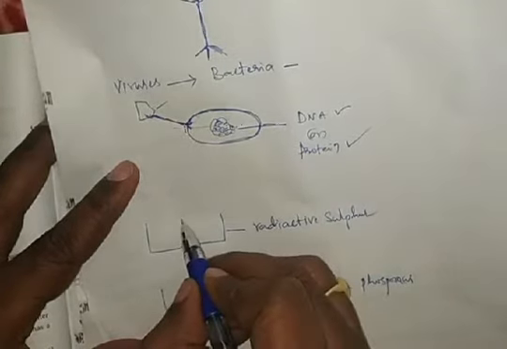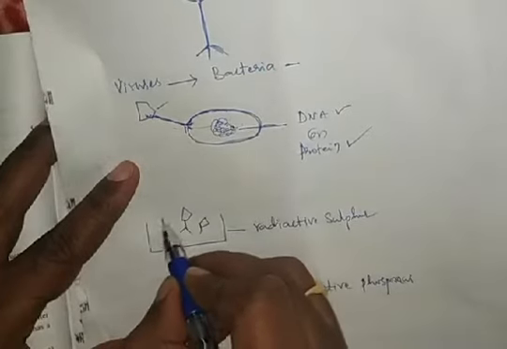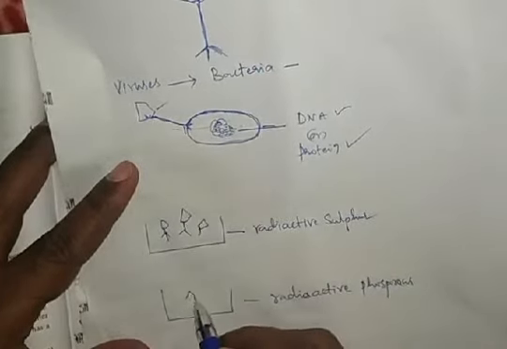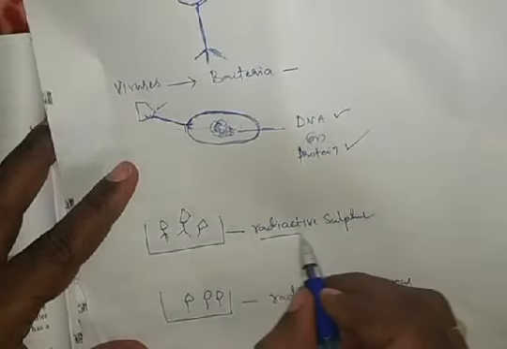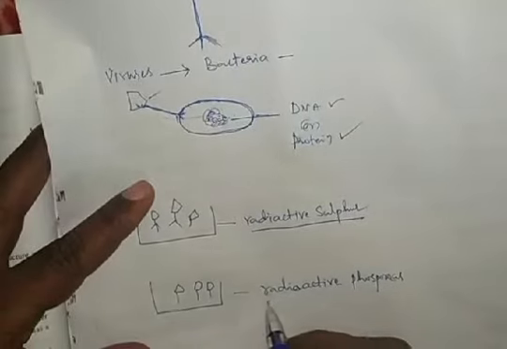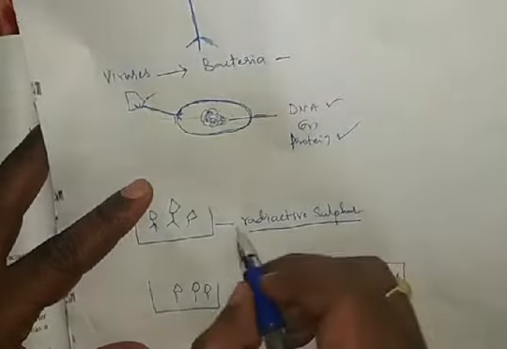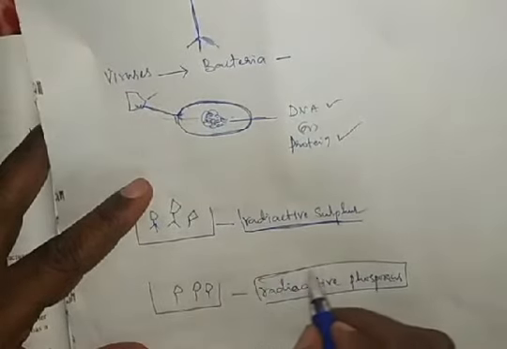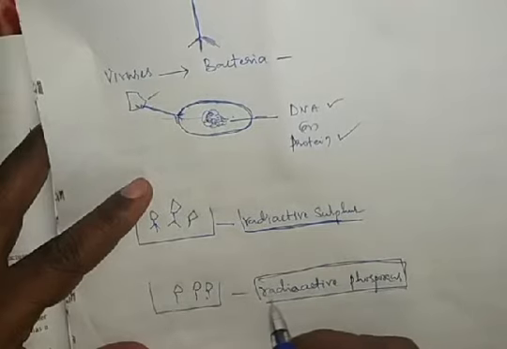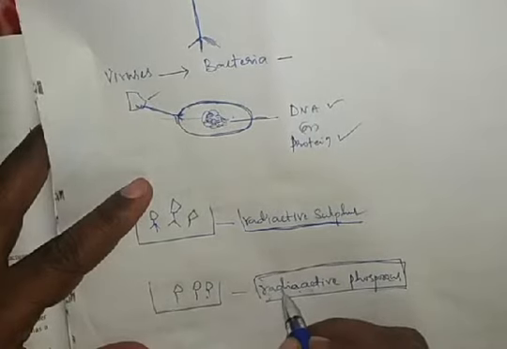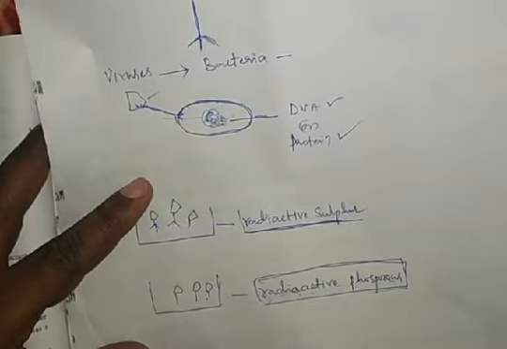In this, he has taken the bacteriophages. In this culture medium, one has radioactive sulfur and one has radioactive phosphorus. Whatever radioactive phosphorus is taken in the culture medium, this radioactive phosphorus is incorporated in the structure of the bacteriophages.